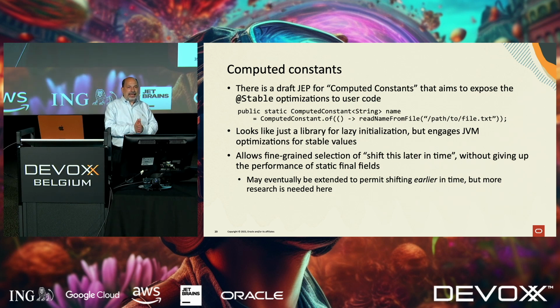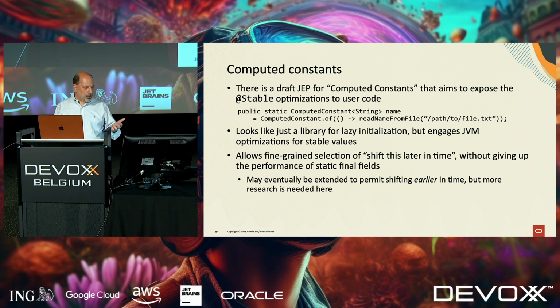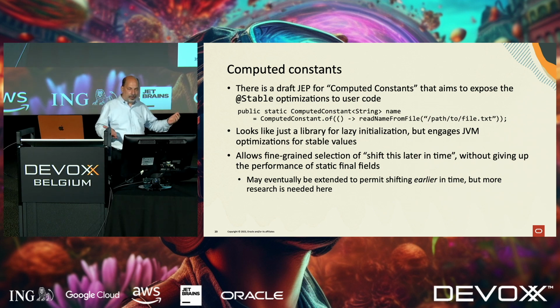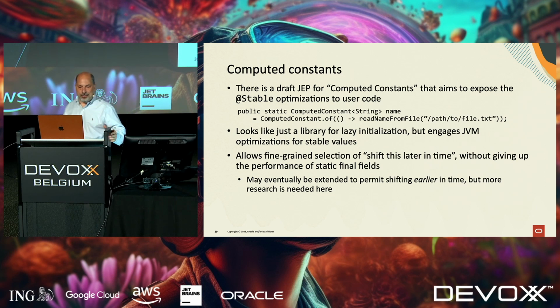So the computed constants exploration, which is still in the early phase, it's a draft JEP, exposes that same optimization to user code. And the way it works is you declare a computed constant, and you give it a lambda to initialize it. And the first time anybody goes to read that computed constant, it goes and runs the initializer, and thereafter caches it using @Stable so that you get basically the full performance of static final fields with the laziness of what looks like a dumb library for lazy initialization. It's not as dumb as it looks.